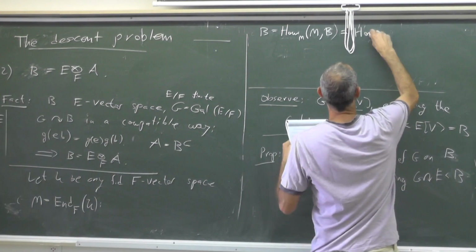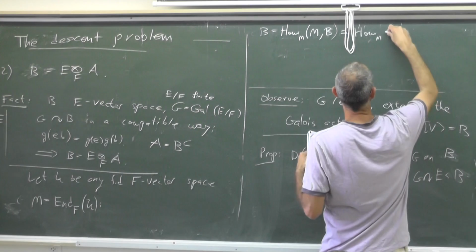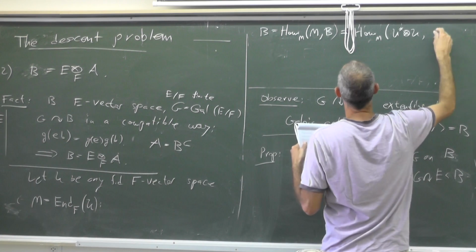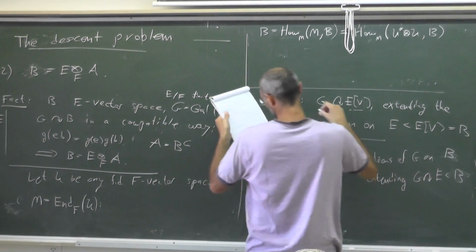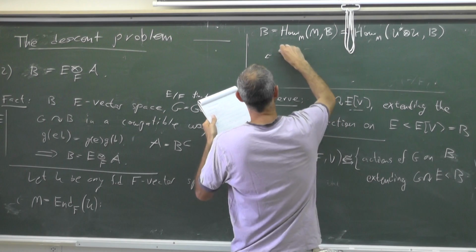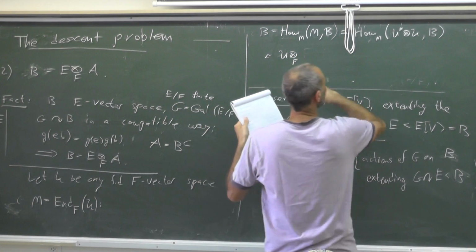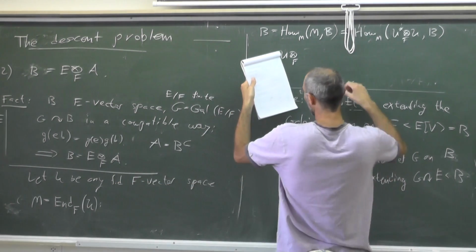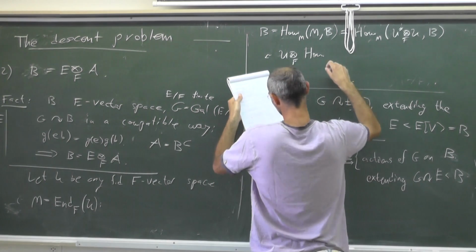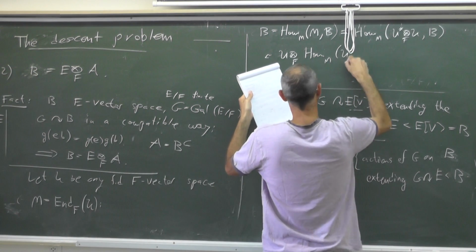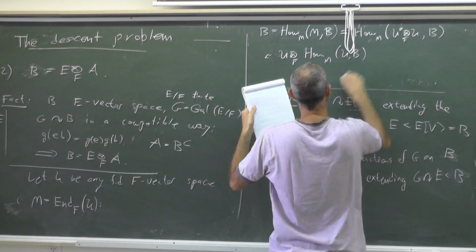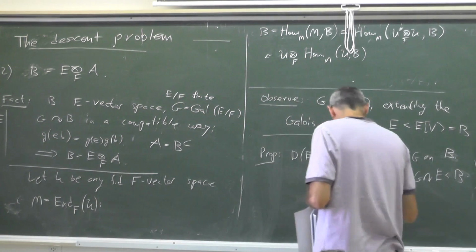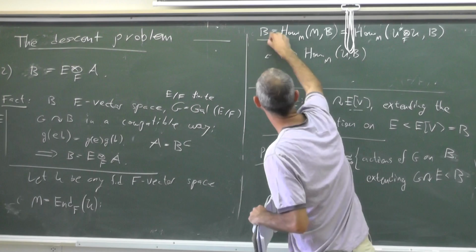But this is Hom. Now, what is the endomorphism of U? U star tensor U, B, which is the same as U tensor F. F endomorphism, right? With Hom M. Okay, so far so good. I want to write down this formula.